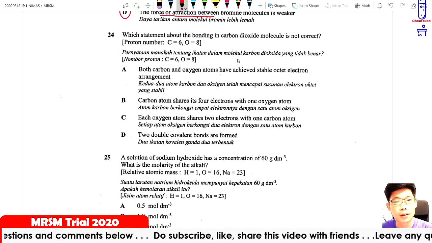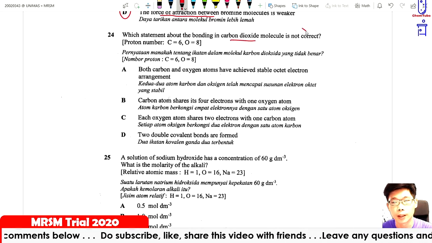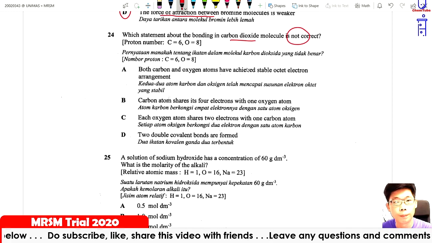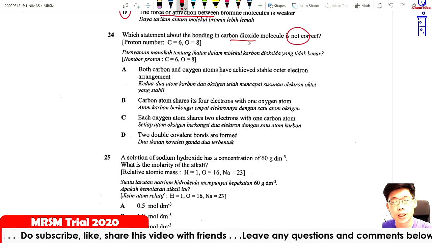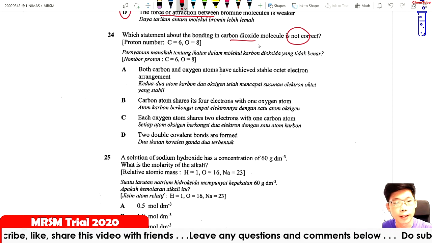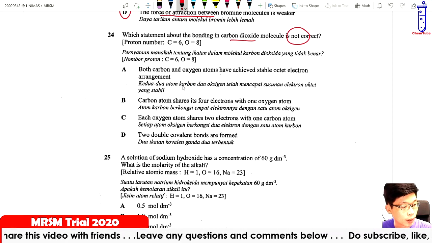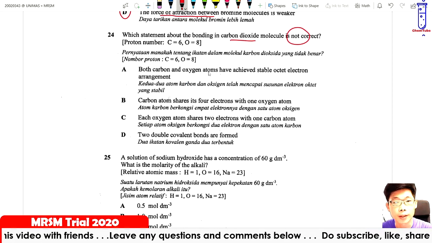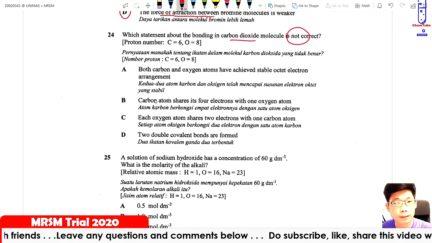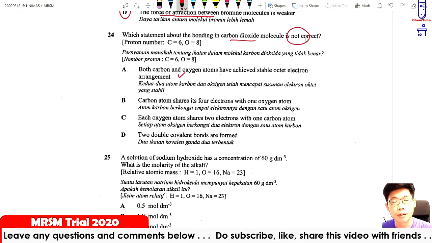24. Which statement about the bonding in a carbon dioxide molecule is not correct? Carbon dioxide is using the sharing of electrons, so it's a covalent bond. Both carbon and oxygen have achieved stable octet electron arrangement. This is correct, because the question asks you for the statement that is not correct.